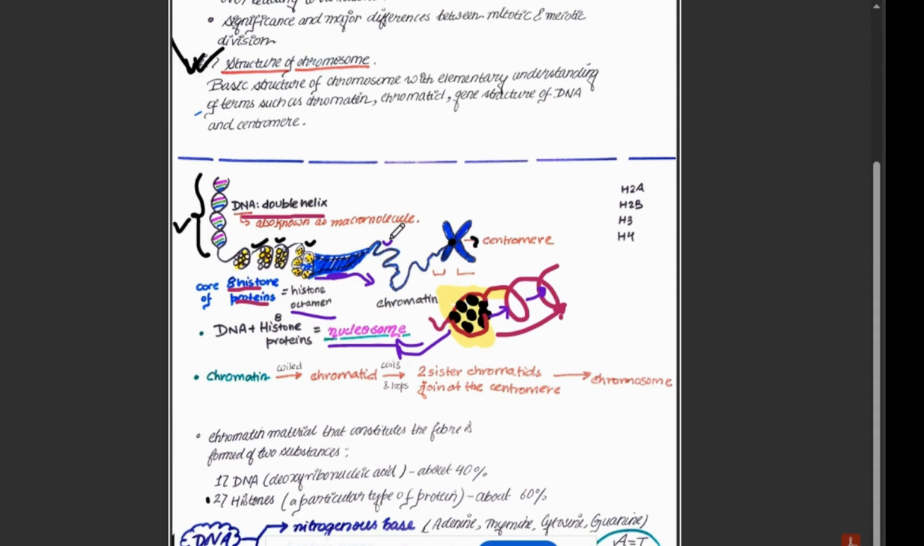Into a colored thread-like structure known as chromatin, which further gets coiled into chromatid. Now what happens to the chromatid? You see the flow. DNA wraps onto 8 histone proteins and forms a nucleosome. The nucleosome further gets coiled up and forms a colored thread-like structure known as chromatin. The chromatin further coils up into chromatid, which further coils and loops into 2 sister chromatids and joins at the centromere.